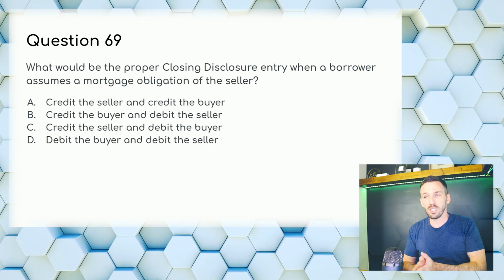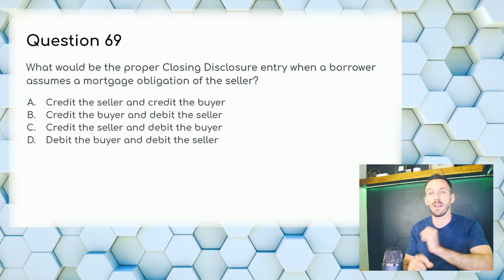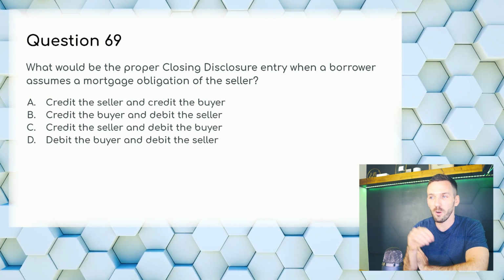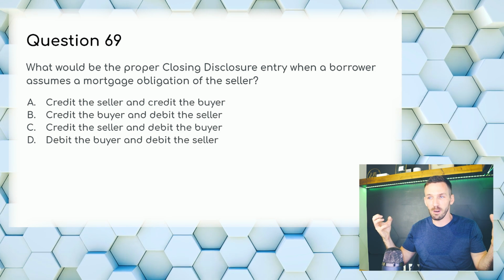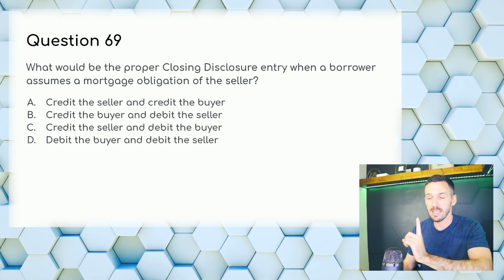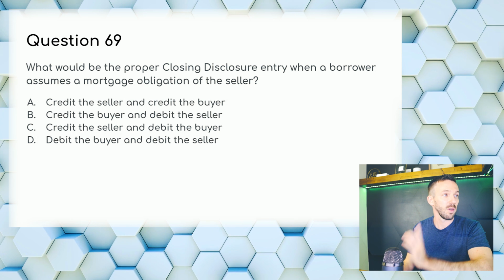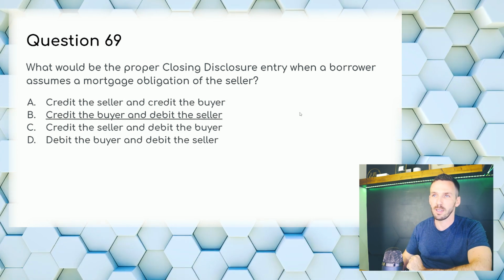So a mortgage obligation is where the seller still has something left to pay on the mortgage at closing. Therefore, that money will be credited to the buyer and debited from the seller. This is similar with liens. So answer here is B. Credit the buyer and debit the seller.